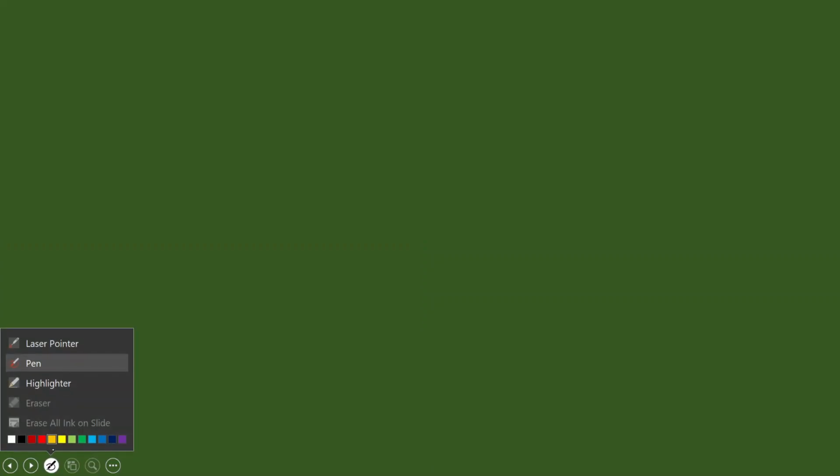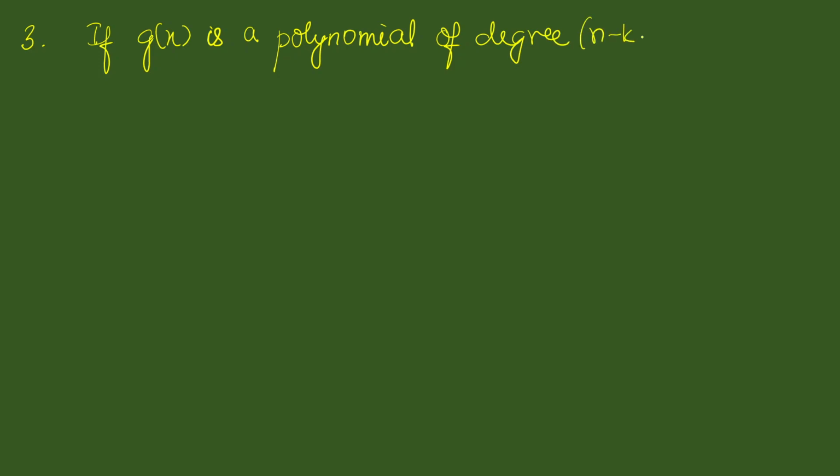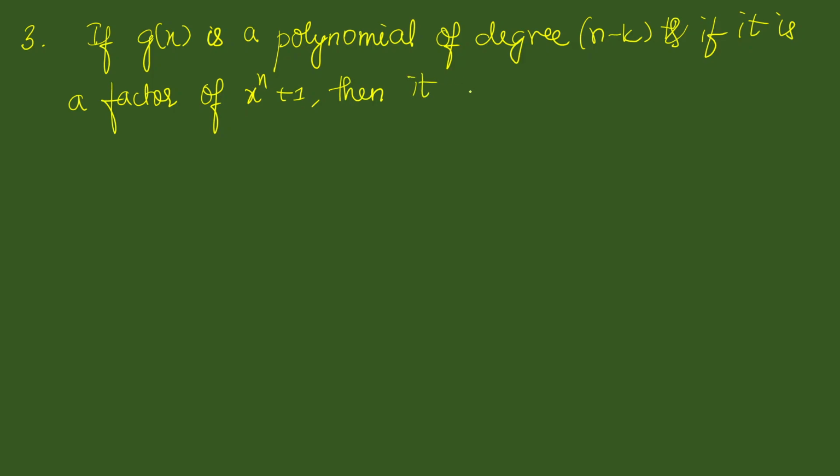Coming to the third property: if g of x is a polynomial of degree n minus k, and if it is a factor of x raised to n plus 1, then it generates an n comma k cyclic code. This is a contrary type of statement.